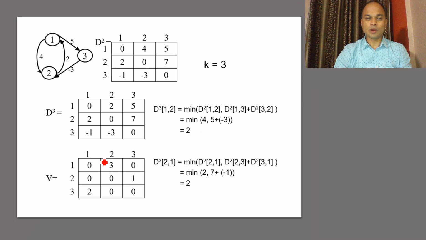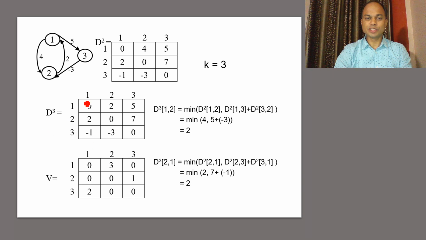For this particular value, vertex 3 was our intermediate vertex. From 1 to 2, we have taken k equals to 3 as the intermediate vertex. Therefore, we have placed k equals to 3. So this is our final solution.